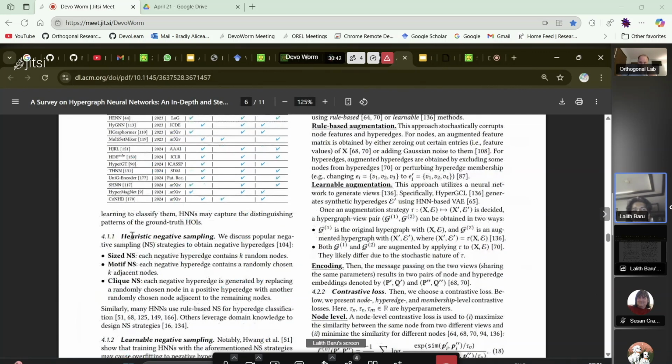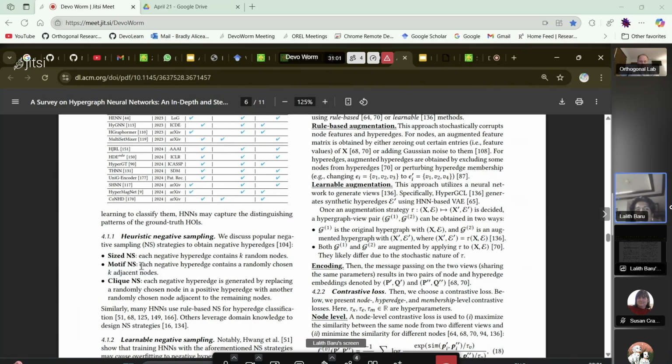The heuristic negative sampling, they call it. What they say is they have a negative hyperedge containing k random nodes, and they believe that they form small motifs. So each negative hyperedge contains randomly chosen k adjacent nodes.